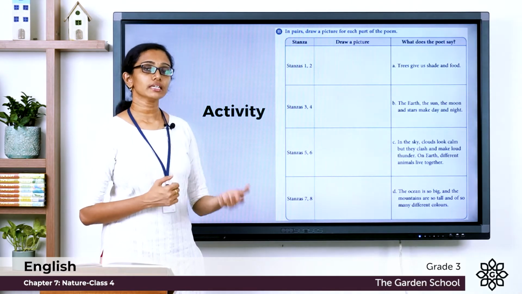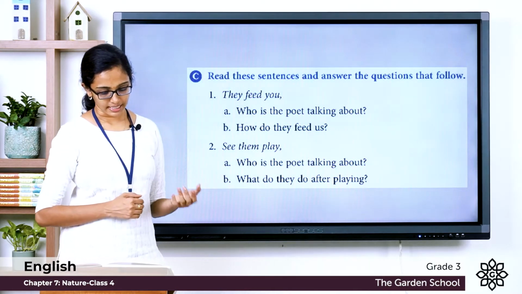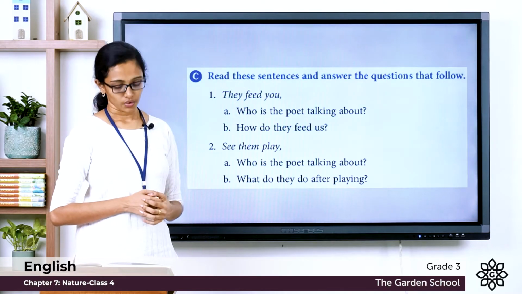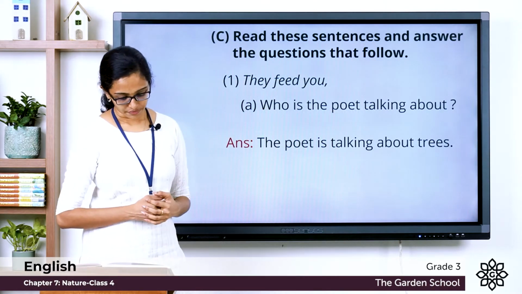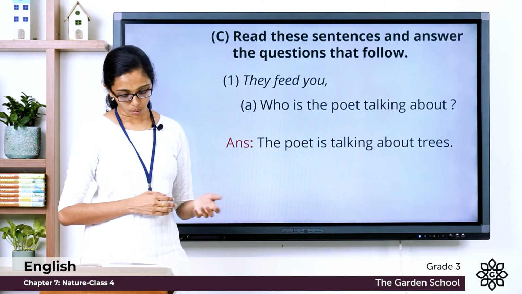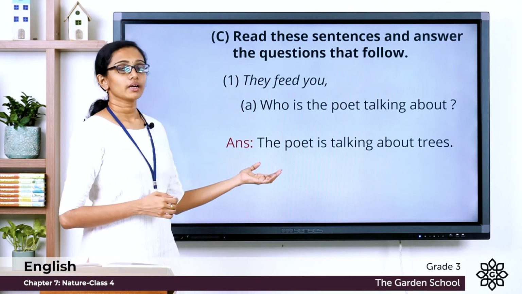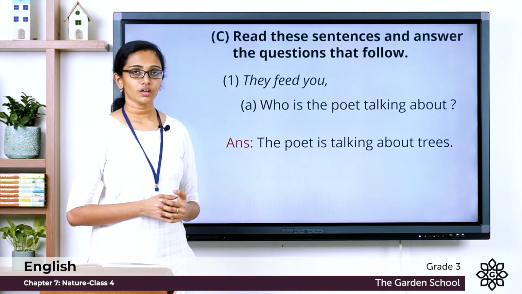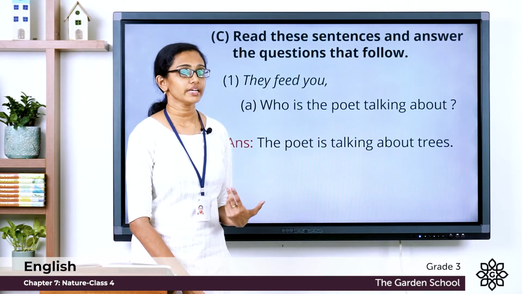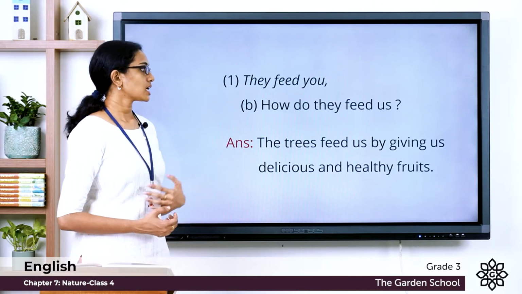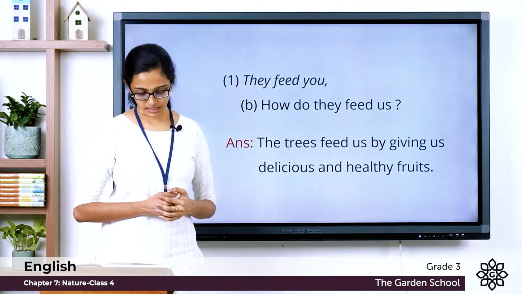Now let's move on to the next section. Section C. Read these sentences and answer the questions that follow. So let's see the questions one by one. Question number 1. They feed you. A. Who is the poet talking about? So the poet is talking about trees. Now question B. How do they feed us? So how do the trees feed us? The trees feed us by giving us delicious and healthy fruits.